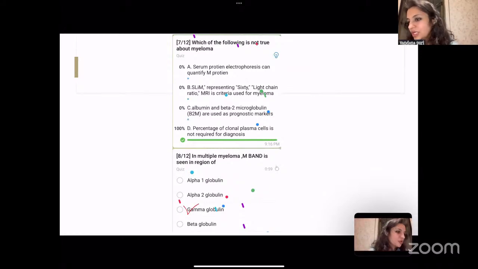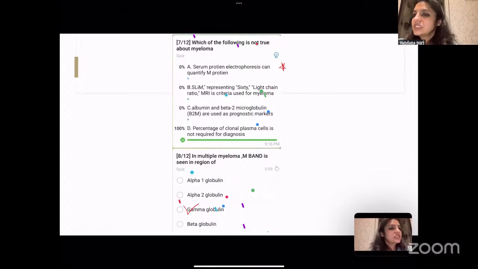So this is serum protein electrophoresis, and it not only identifies the M band, it also quantifies the M protein. So quantification of the M protein can be done in serum protein electrophoresis. Look at the second question also: serum protein electrophoresis can quantify M protein. That's true.